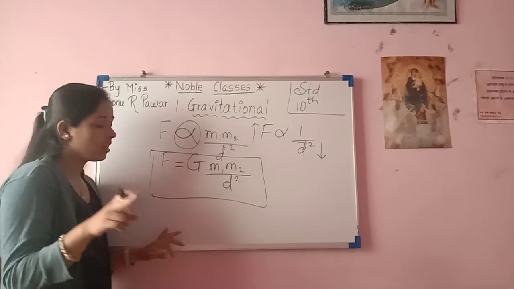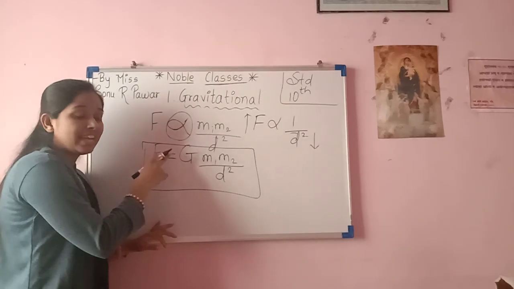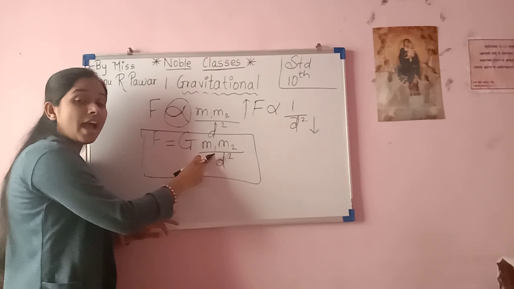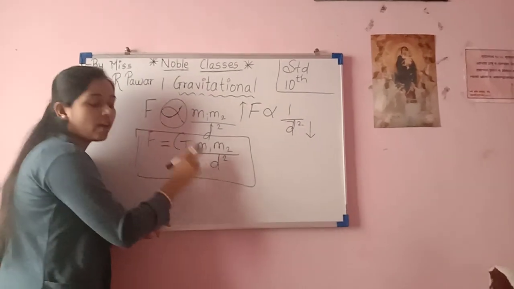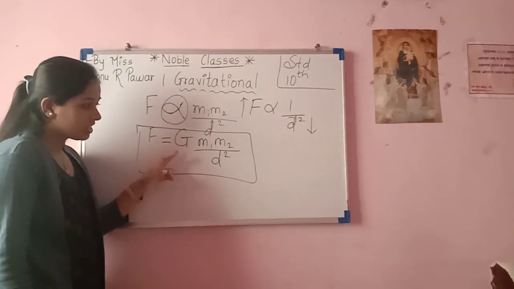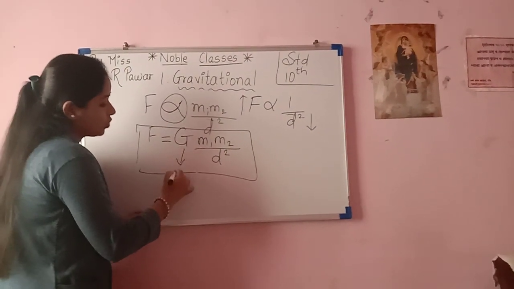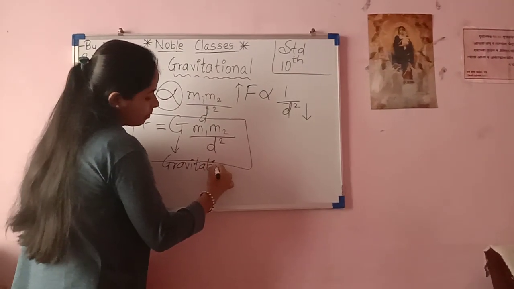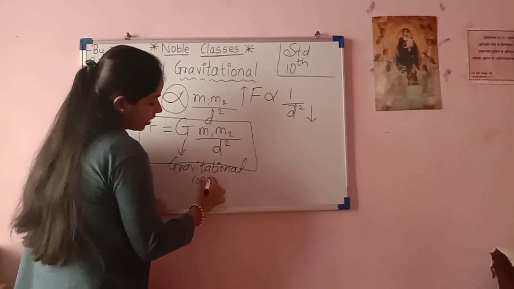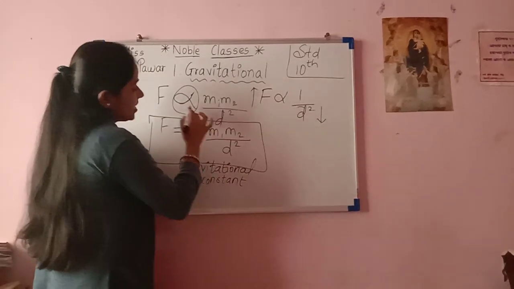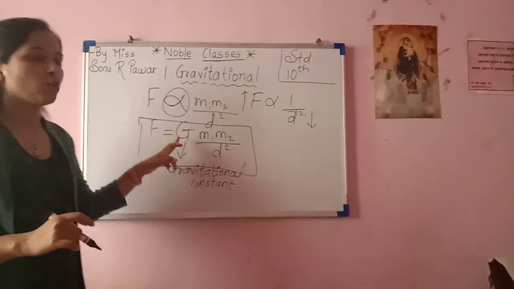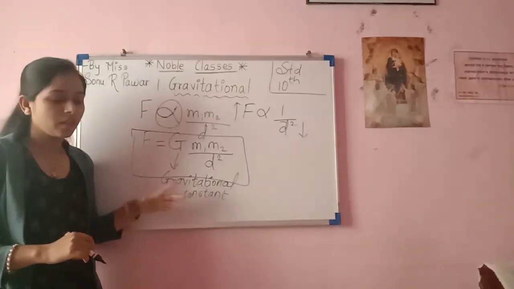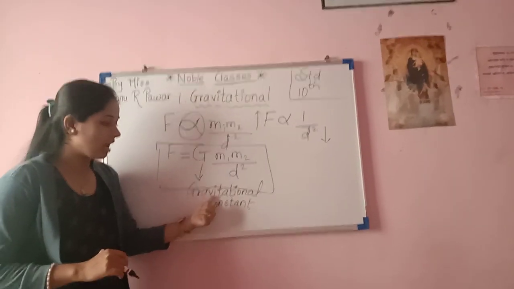How will we define it? Gravitational force is directly proportional to m1 m2, that is, the product of the masses, and inversely proportional to the square of the distance between them. Now this G which is present over here is known as the gravitational constant. In the beginning I told you that this proportionality sign will only go if you introduce a stronger person, and this G is always stronger than this proportionality. So this G is the gravitational constant.